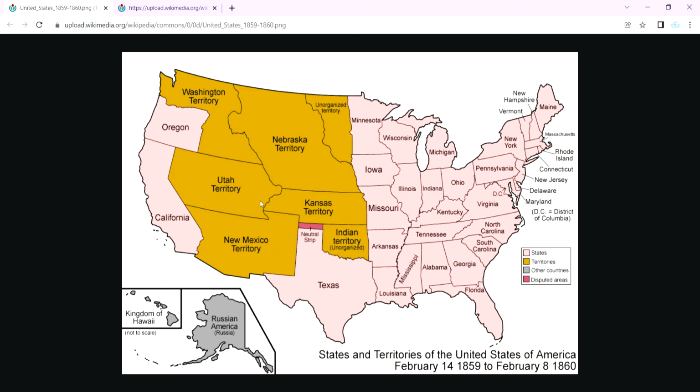But there was a big problem that had been emerging in the U.S., and that was the issue of slavery. See, the North, from Pennsylvania and New Jersey onward, had outlawed slavery at the very beginning, but the South, from Delaware southward, had allowed it, and they became reliant on it.